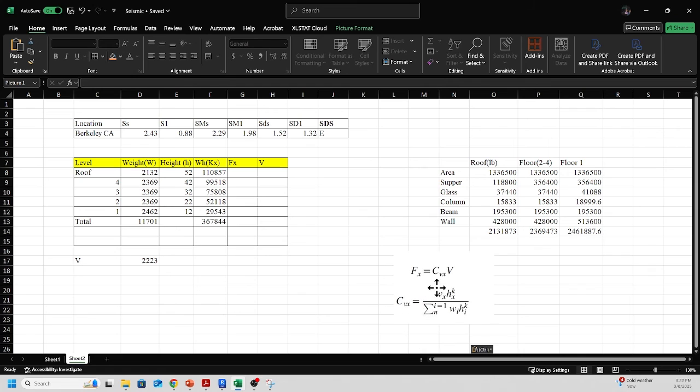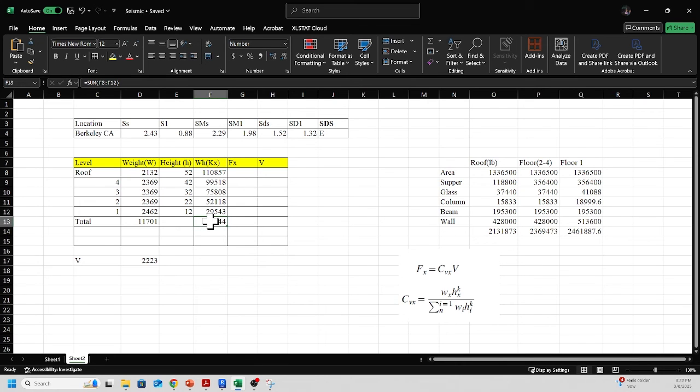The next thing I want to do is have these two equations from the ASCE and find out Fx, which is Cvx times V. And that's the individual one to put right here. But before I do that, I need to find out what is this right here, which already has Wi times Hi. We did that, Wi times Hi. The summation came out to be right there. Okay, now we've got to write an equation to calculate the Cvx.